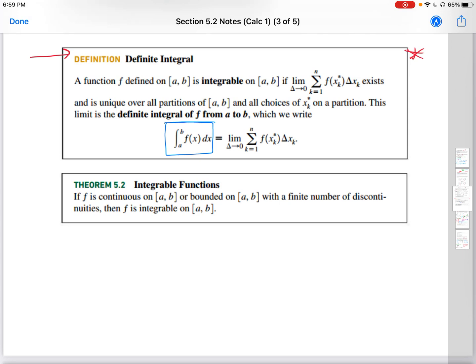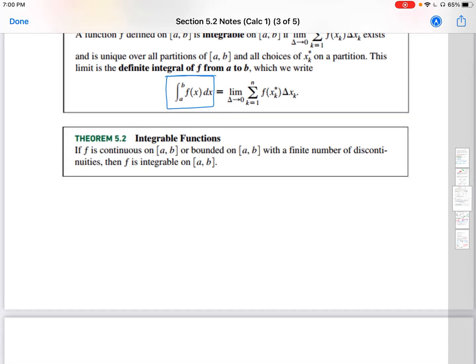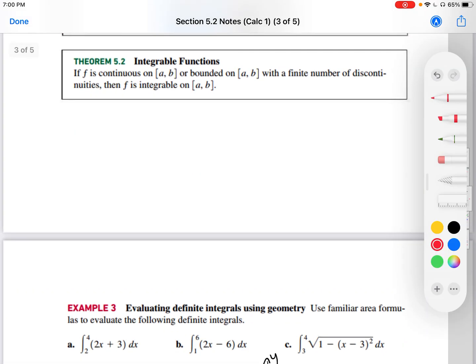That is our punchline. We took two sections to develop this idea. And honestly, you can stop here. We're going to go ahead and work more in the next sections to see how it all works. But let's continue and finish this section. Theorem 5.2, integrable functions. If f is continuous from a to b, or bounded from a to b with a finite number of discontinuities, then f is integrable on a to b.